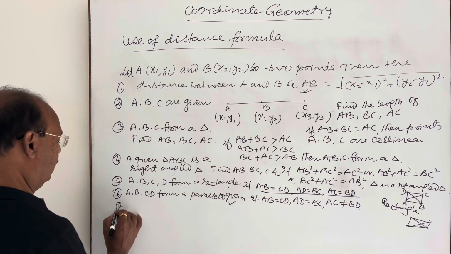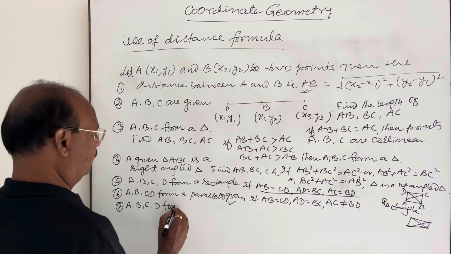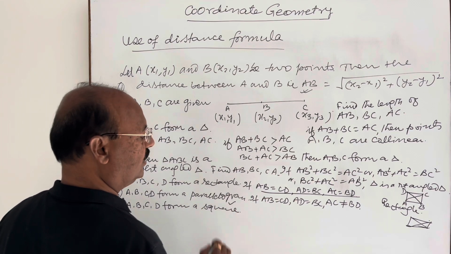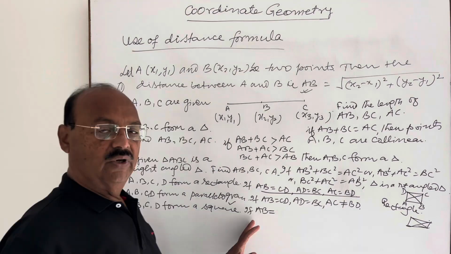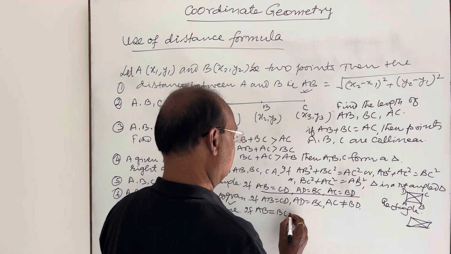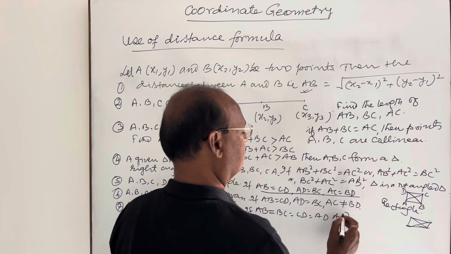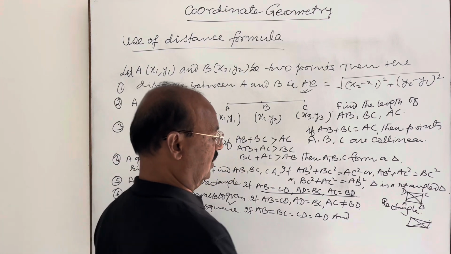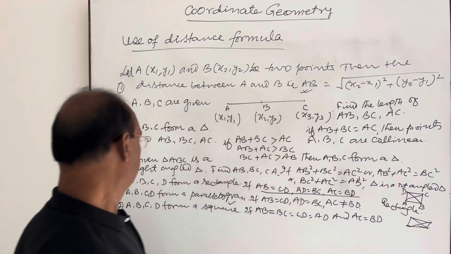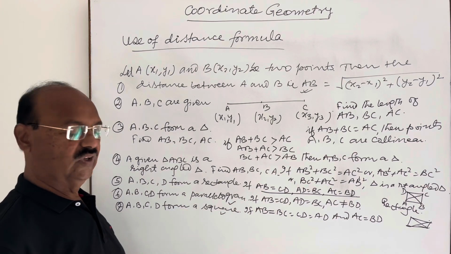Now, next, suppose we have to show that A, B, C and D form a square. How can we show it? In this case, if all the sides are equal, means if AB is equal to BC is equal to CD is equal to AD, as well as the lengths of diagonals are equal, means AC is equal to BD, then the 4 points form a square, correct?